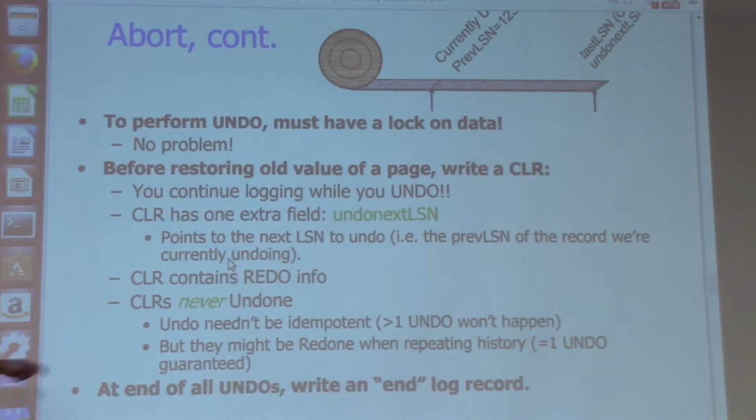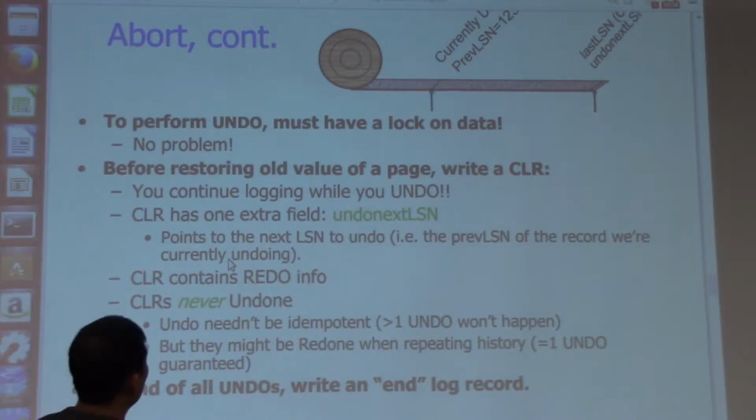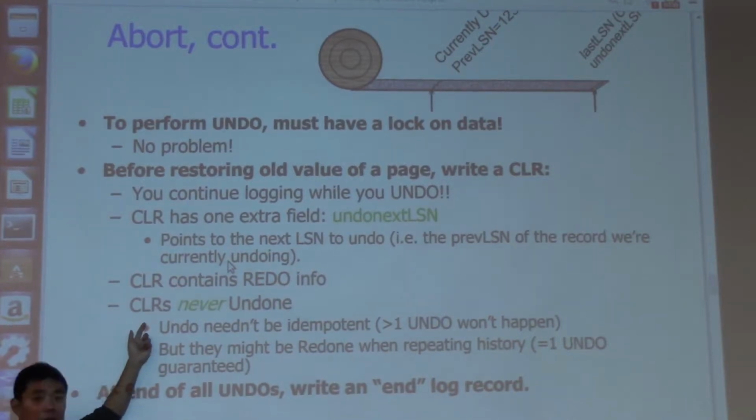Okay, so you just keep doing it, right? CLRs are never undone. That's essentially what I said. And a CLR has one extra field. So the idea is you continue logging while undoing. A CLR is nothing else but just like another update log record, except that it is documented for an undo update operation rather than a regular update operation. Okay? And a CLR has one additional field, which is undoNextLSN, which is nothing else but the prevLSN of the current log record you're trying to undo. Okay? So a CLR contains redo information, but you never undo a CLR.